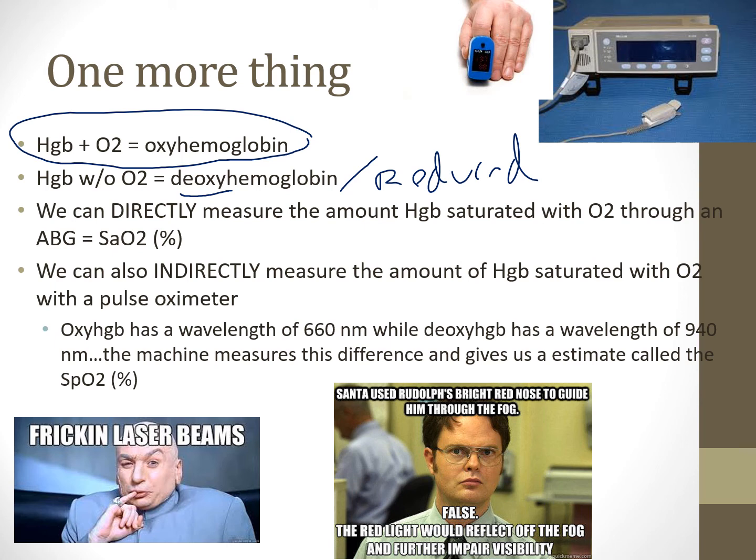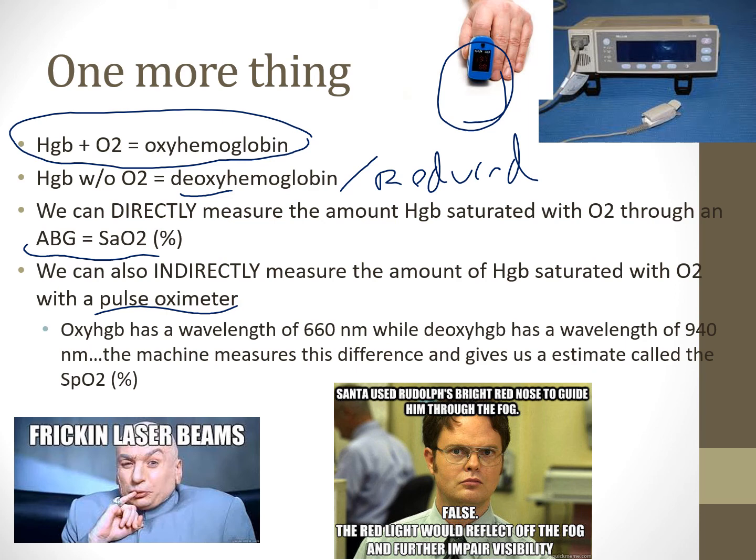So a couple things here with pulse oximetry, and that's where we can put that little finger probe on someone or on their ear or on their forehead, right? We can directly measure the amount saturated through an ABG, or we can indirectly measure it with a pulse oximeter. So what's important here is that you know that we can directly measure it with an arterial blood gas or indirectly measure it with a pulse oximeter.